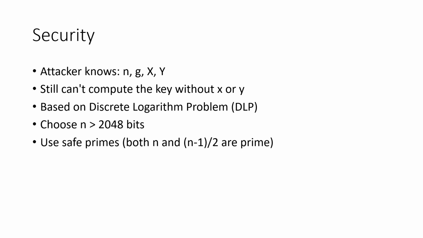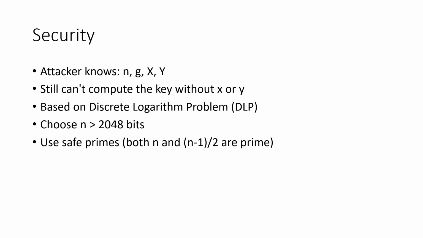So to find x from X equals g to the power x mod n, the attacker would need to solve what's called the discrete logarithm problem. Let's break that down. The discrete logarithm problem asks, given g, n and X, can you find an x such that X equals g to the power x mod n? This is computationally infeasible for a large n.